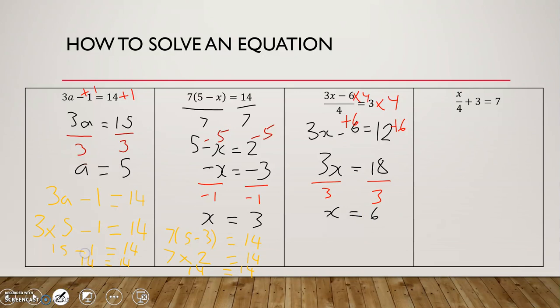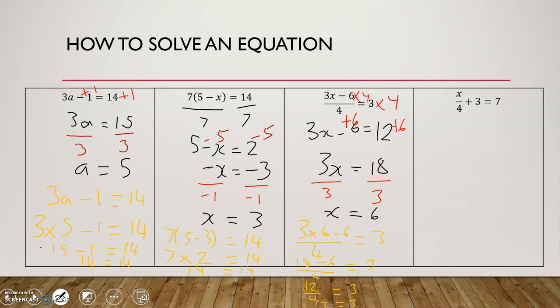Again, I can check my answer. So 3 times 6 minus 6 divided by 4 equals 3. So 3 times 6 is 18 minus 6 over 4 is 3. Now 18 minus 6 is 12 over 4 equals 3. And 12 divided by 4 is 3. So 3 equals 3. So that means that my answer of x equals 6 is correct.